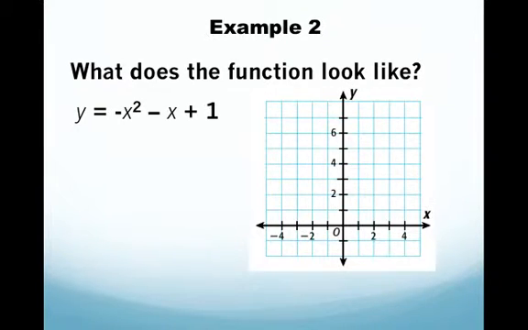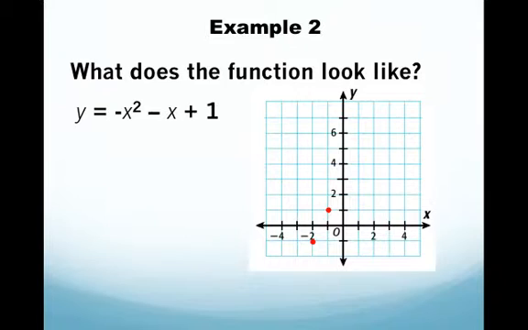Example 2. What does the function look like? Y equals negative x squared minus x plus 1. This is a negative quadratic function because the number in front of the x is a negative number. In this case, it's negative 1. It's a quadratic function because the exponent for the x is 2. And this should look like an upside down U or V. It's still called a parabola.